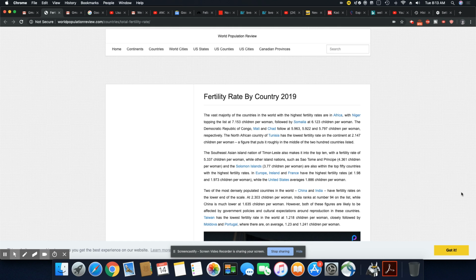The North African country of Tunisia has the lowest fertility rate on the continent at 2.147, but they're still above the replacement rate. Children per woman, a figure that puts it roughly in the middle of the 200 countries listed. Southeast Asia's island of Timor-Leste also makes it into the top 10 with a fertility rate of 5.337 children per woman, while other island nations such as São Tomé and Principe are at 4.361 children per woman.